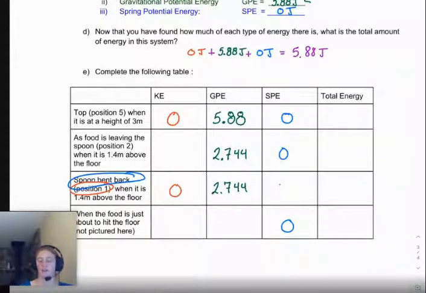All right, so to figure out my total energy, all I need to do is find a row where I can add all of my energies together to get my total energy. So I'm adding 0 plus 5.88 plus 0, and that'll give me a total energy of 5.88. Now, if you recall, conservation of energy says that energy cannot be created or destroyed. So if I have 5.88 joules of energy at the top, that means I also need to have 5.88 joules of energy all the rest of the time. So I'm going to just copy the same number all the way down.